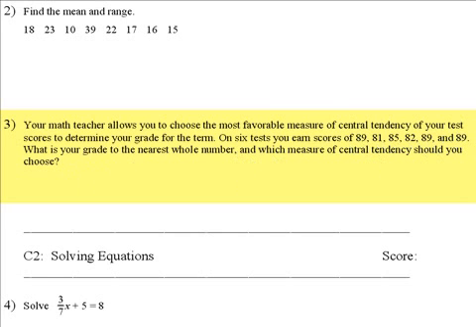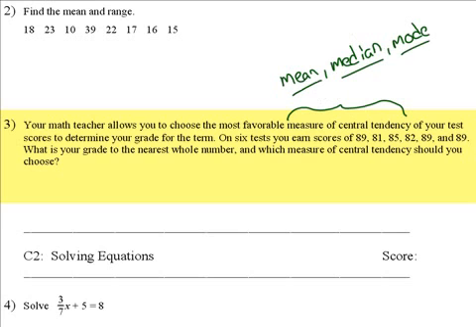Well, we need to understand what central tendency is here. Central tendency are the measures we're studying: mean, median, and mode. So basically, we get to choose how our grade is going to be calculated. Do we want to use the mean, the median, or the mode to get the best grade possible? Remember, mean's just that mathematical average. We'll add them up, get the total, and divide by how many. I did that. When I added them up and divided by 6, I got 85.83. So the mean came out to be 85.83.